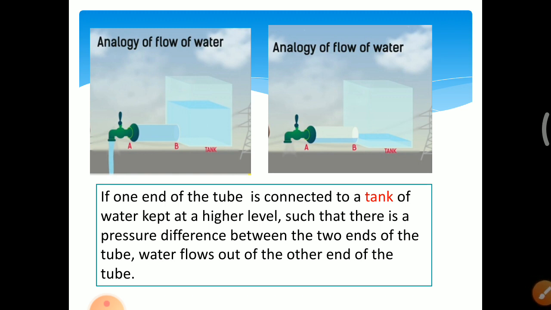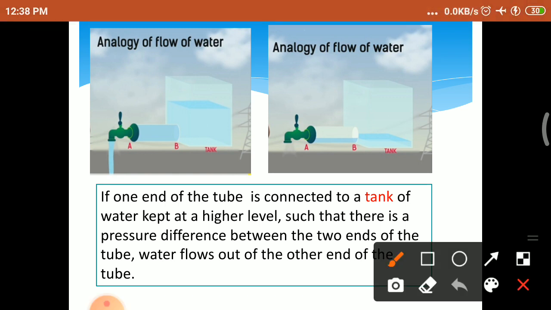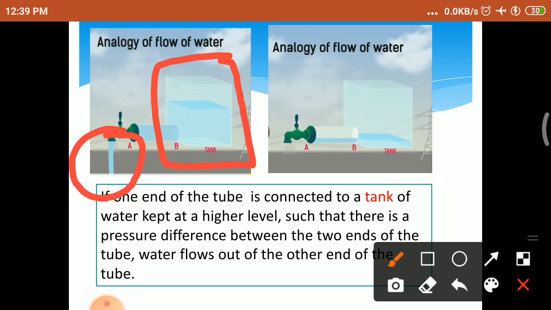If one end of the tube is connected to a tank of water kept at a higher level, such that there is a pressure difference between the two ends of the tube, water flows out of the other end of the tube. So when I connected the tank at end B, the pressure level varies so that the water continuously flows out at the tap. But when it reaches the same level, there is no flow of water.